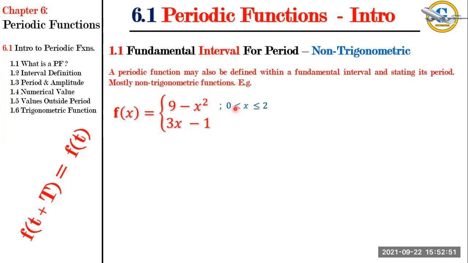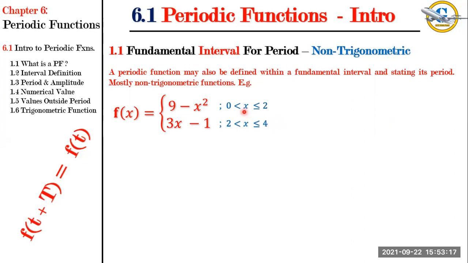For x greater than 0 and less than or equal to 2, we use the function 9 minus x squared for this part of f of x. And for the other interval, we use 3x minus 1 for values of x greater than 2 and less than or equal to 4. So this function has been defined with a fundamental interval.